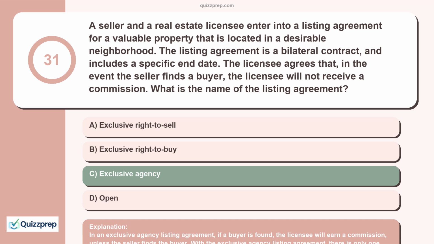It is not exclusive, meaning there can be multiple licensees from multiple brokerage firms working to find a buyer. If the seller finds a buyer, none of the licensees will earn a commission. Finally, there does not need to be a specific termination date for an open listing.